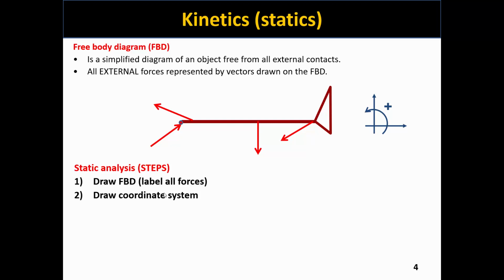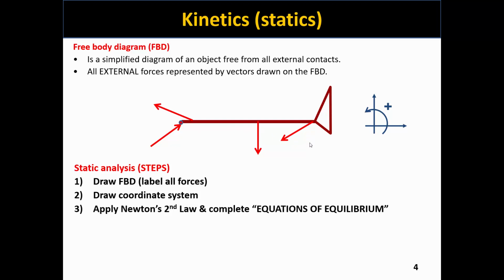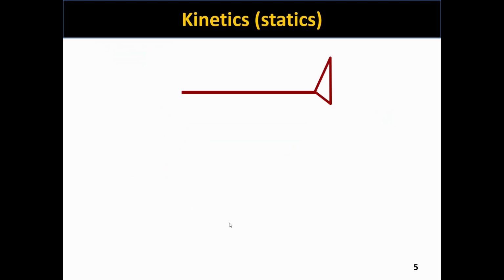We need to draw our coordinate system, because our coordinate system will dictate how to interpret all these different force vectors that we'll be using. Once we have that all set up, we'll apply Newton's second law that is specific to a static situation, and complete the equations of equilibrium. And then once we have the equations of equilibrium all set up, then we can solve for all of the unknown forces, as well as the directions of those forces.